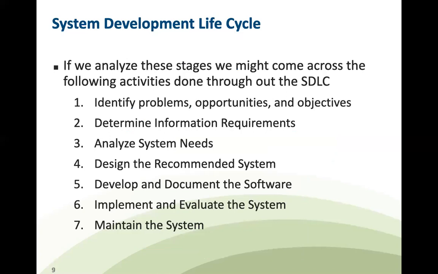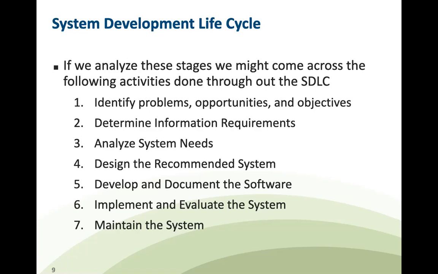If we analyze these stages, we might come across the following activities done throughout the system development life cycle. Basically, within these stages there are certain activities that are performed. One is to identify problems, opportunities, and objectives, and then determine information requirements. So in terms of the opportunities available, the objectives, and the current problems in your business, you can then determine the information requirements. And then you have to analyze system needs.